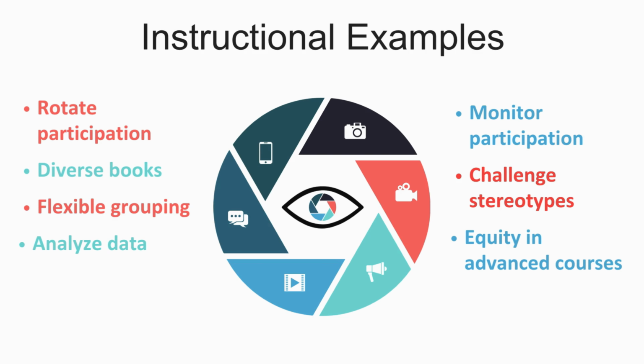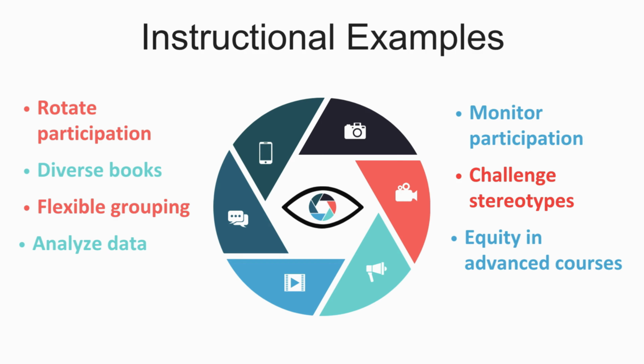So what are some instructional examples of removing bias from the classroom? You rotate participation, you have diverse books, flexible grouping, and you analyze data. Okay, you monitor participation, you challenge stereotypes, and equity in advanced courses.